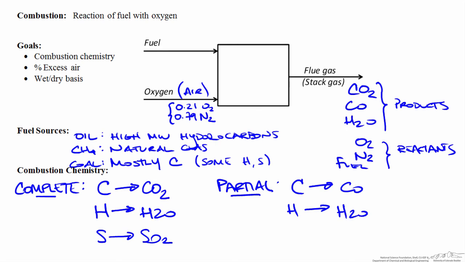We still have the case that all the hydrogen in the fuel source is converted to water. So based on these combustion chemistries, we can take a look at what we would expect to see in the flue gas. On the product side, we're going to see carbon dioxide from complete combustion, carbon monoxide from partial combustion, and water in either case. If we're feeding the air in excess, which is common, we should also expect to see oxygen and nitrogen in the flue gas, and any unreacted fuel.